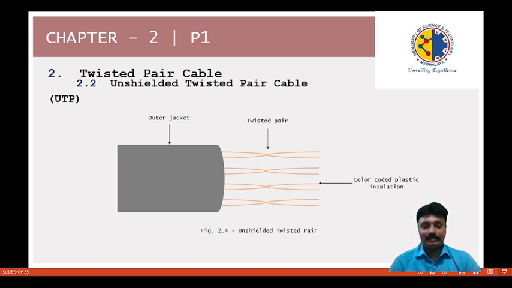So, unshielded twisted pair cable. Here we can see colour-coded plastic insulation. There are different colours, four colour combinations; we will study this as a separate subject, and the colour combinations we can go into in depth. Four twisted pairs will be there, and they will be covered by the outer jacket. It is used in normal LAN cables and similar things.